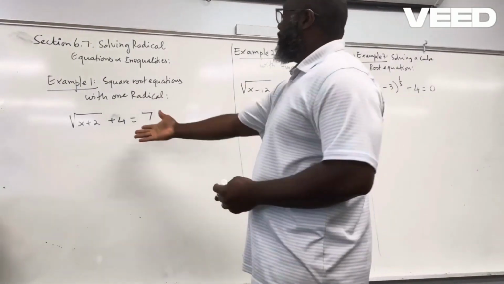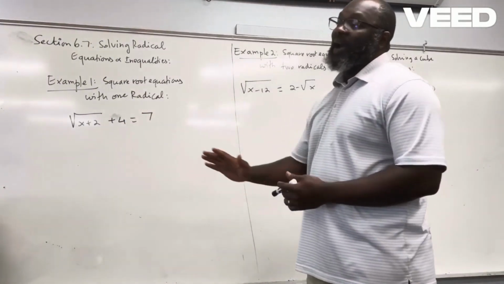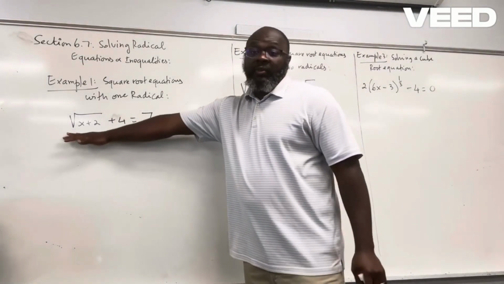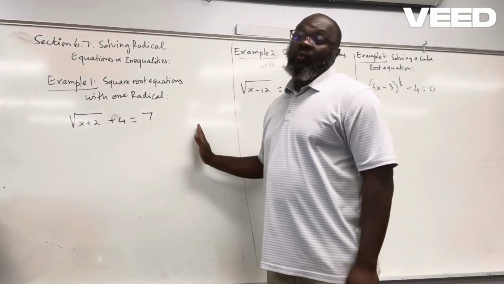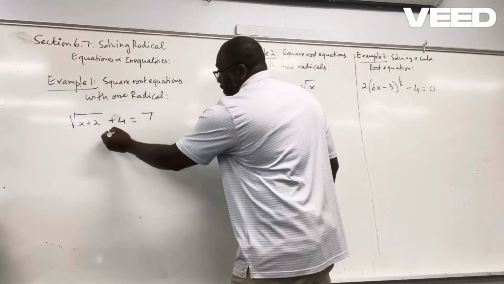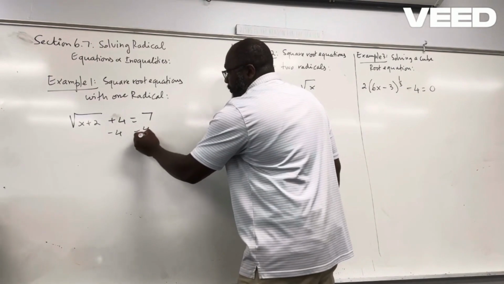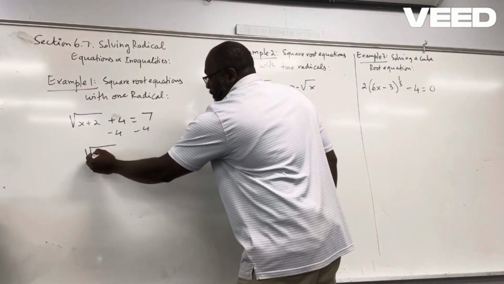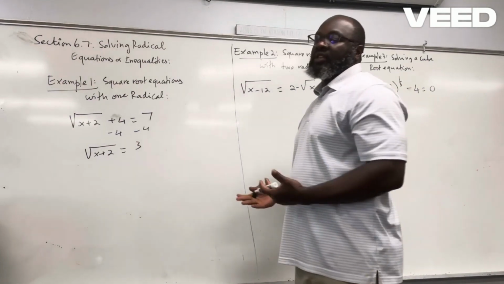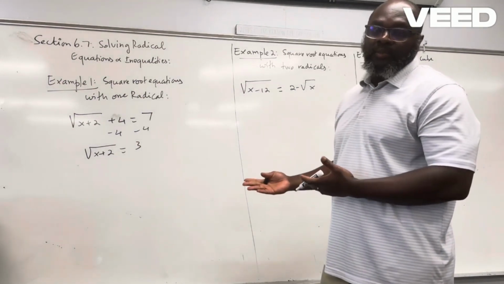All right, so the first thing you wanna do here is isolate. You wanna make sure the radical is by itself and the numbers are on one side. Okay, you wanna isolate them. So basically, we're gonna subtract 4 on both sides of the equation. So now we have square root of x plus 2 equals 3. Now you can solve this equation. The rest of the process is really simple.